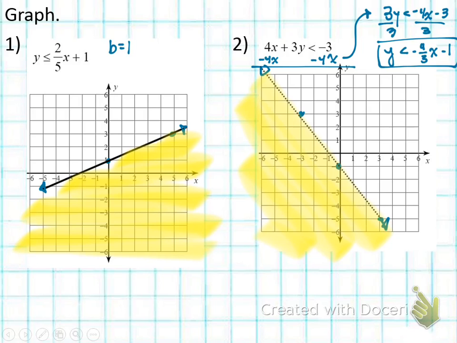Any questions? Raise your hand if you've seen this before. Okay, good. I'd like you to do number 1, and then 2 is about number 1, 1 is about number 2. Ready, set, go.